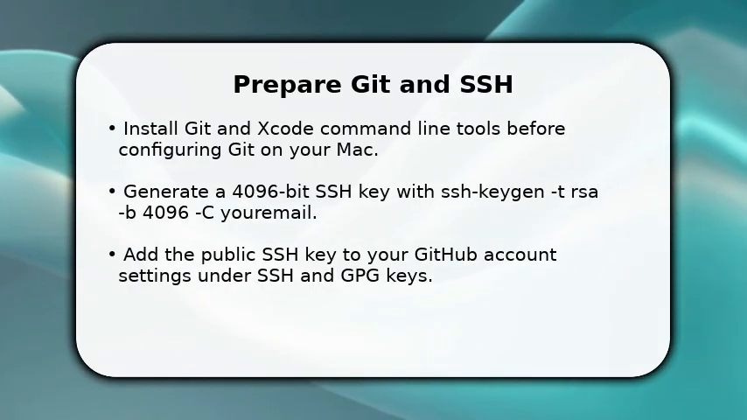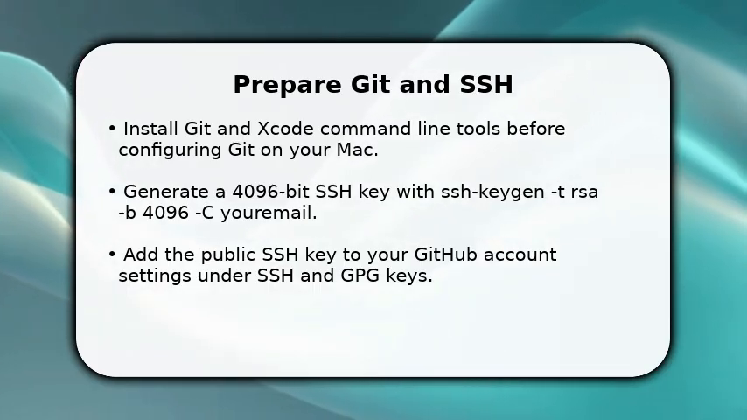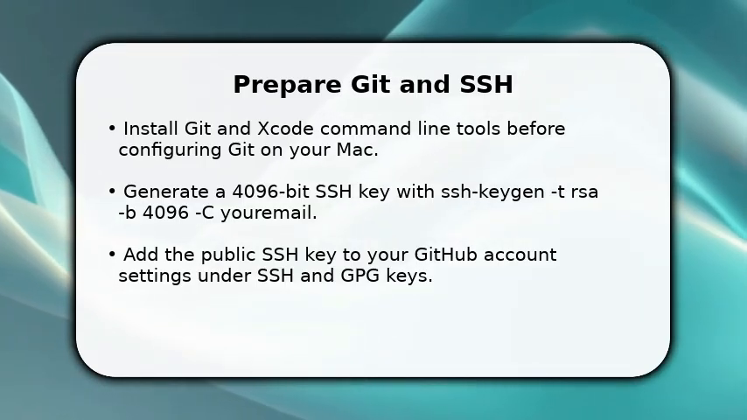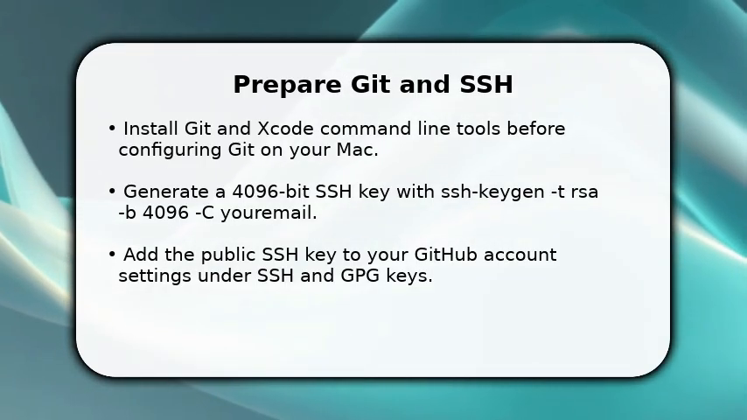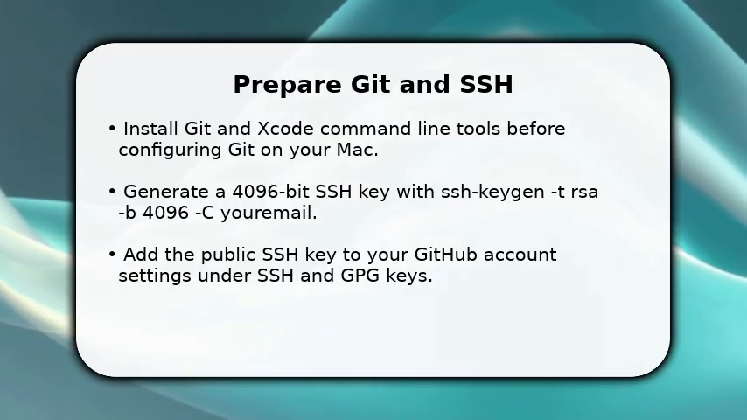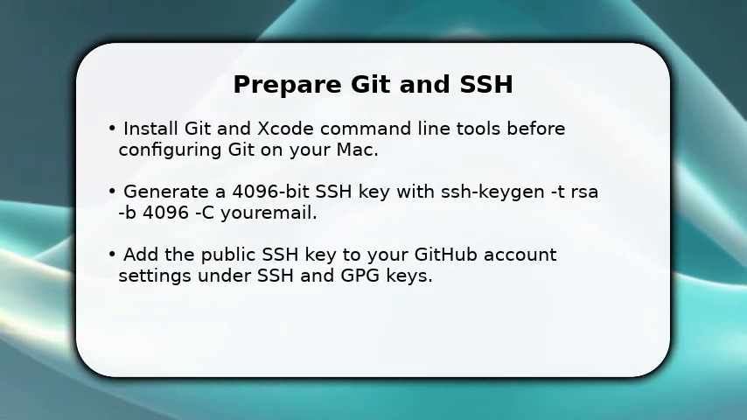Create an SSH key with ssh-keygen -t rsa -b 4096 -C your email, and follow the prompts for a secure passphrase. Copy the public key with pbcopy < ~/.ssh/id_rsa.pub and paste it into GitHub settings under SSH and GPG keys.